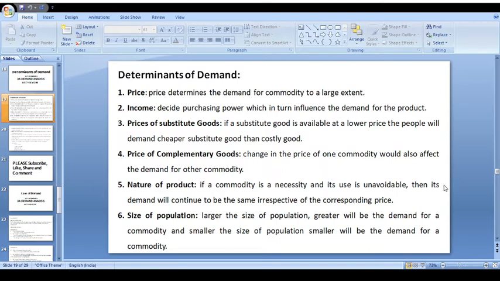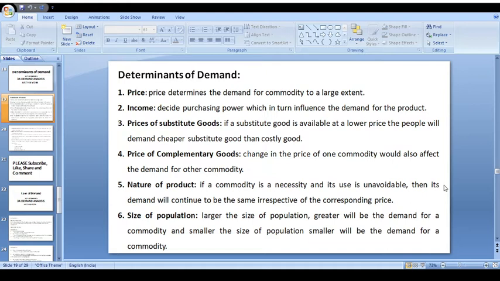Our next determinant of demand is prices of substitute goods. If a substitute good is available at a lower price, then people will demand the cheaper substitute good rather than the costly good. For example, if the price of sugar rises, then demand for jaggery will rise.